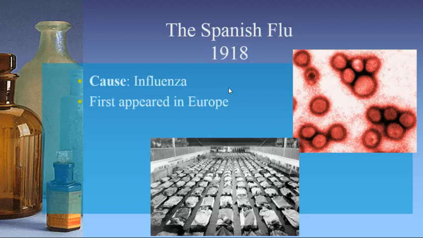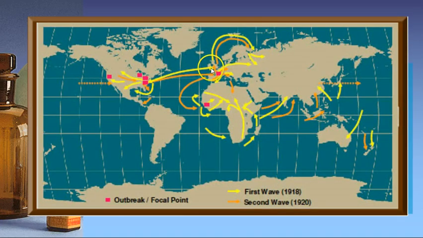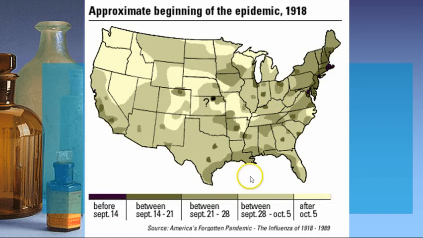The cause is the influenza virus. This first appeared in Europe, okay? Its transmission was person to person, and you can see that it spread all over the world. By the time this was done, it ended up killing an estimated 20 million people. Okay, and that's just the flu, and the flu actually is a huge killer. It kills lots of people every year, but this was the big one, and look, it spread so fast, right? In less than a month, almost the entire country has cases of the Spanish flu.